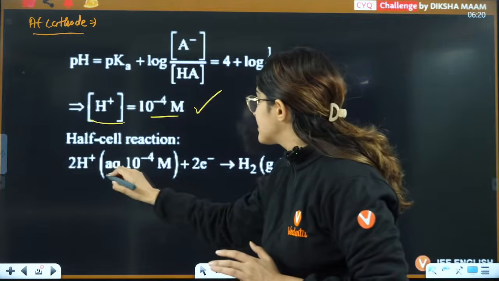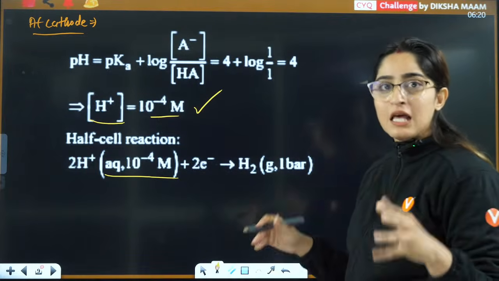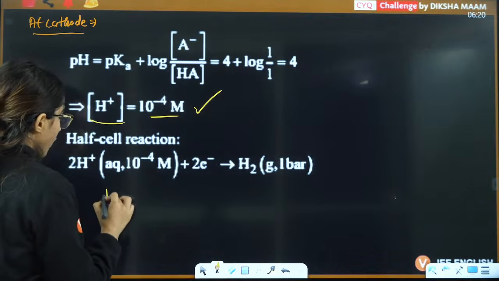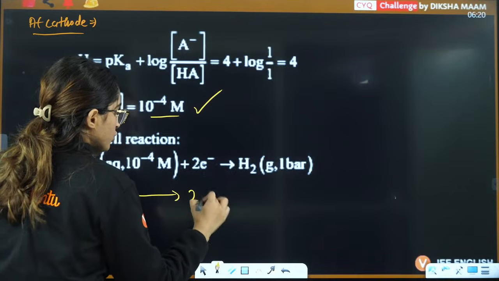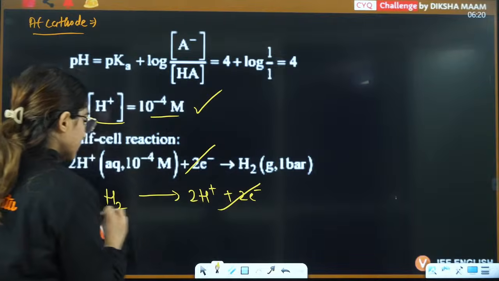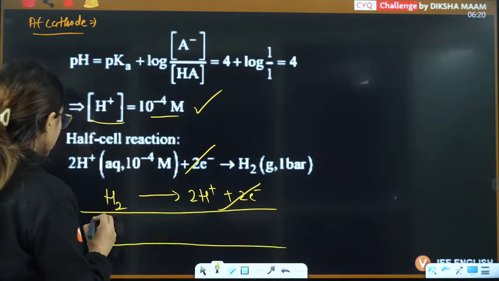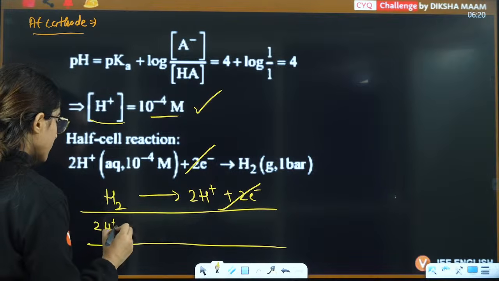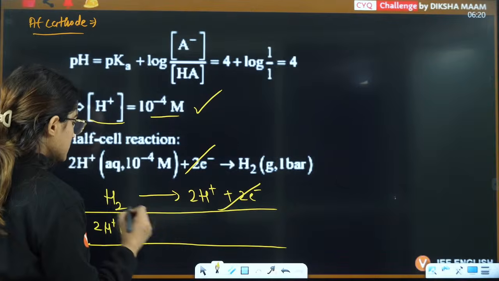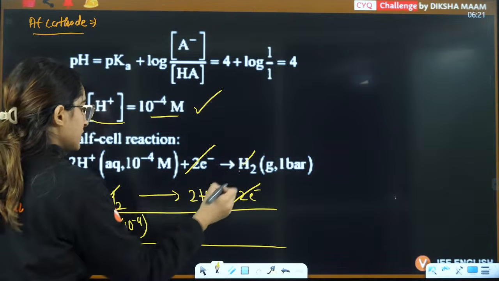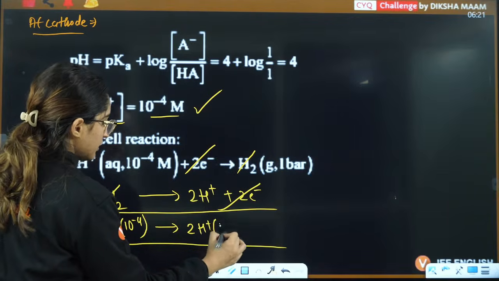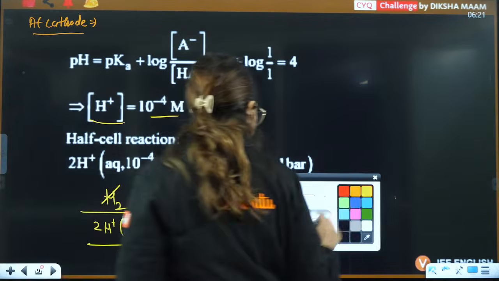Now this is the cathodic half cell. Now you will add these two reactions. Anodic was H2 giving rise to 2H positive plus 2 electrons. When you add, the electrons will get consumed. This will be 2H positive with concentration 10 raised to power minus 4. The H2 and H2 will be cancelled. Then this will give rise to 2H positive with 10 raised to power minus 5 concentration.